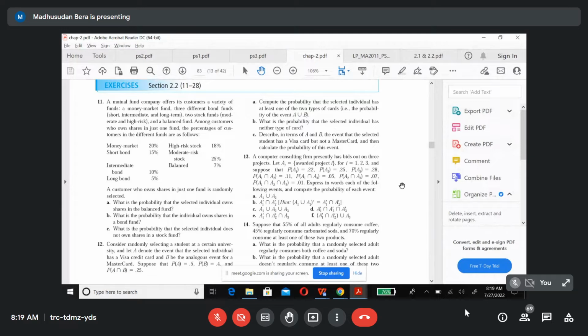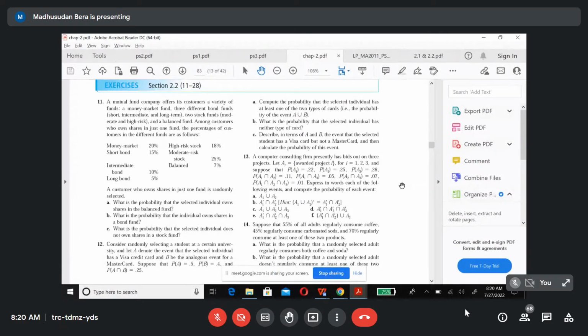Now we have to find some probabilities and also express the events in words. So what is the meaning of union? Union means at least one occurs. Correct or not? And intersection means both occur. Intersection means both the things happen. Union means at least one happens. Or you can think a union means or, intersection means and. Union is or, intersection is and. That way also you can think.